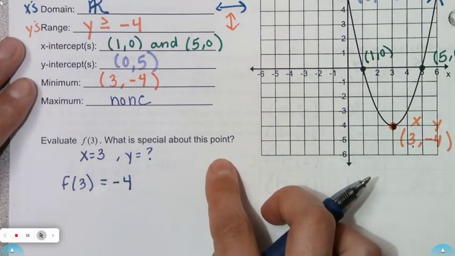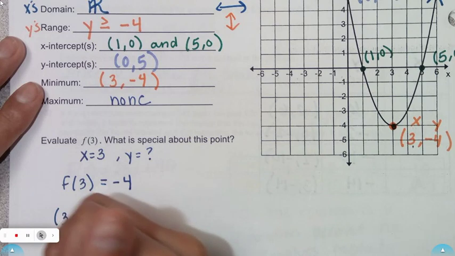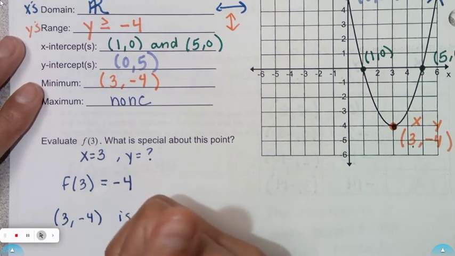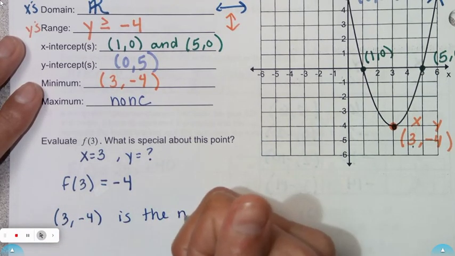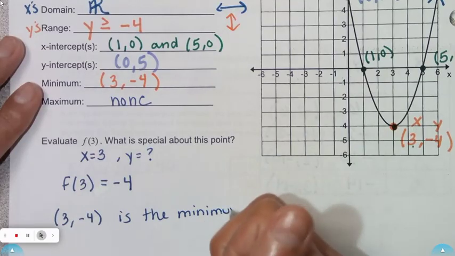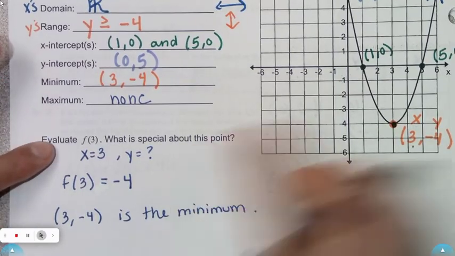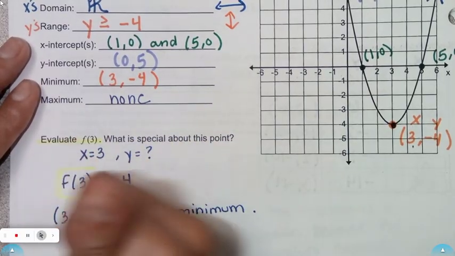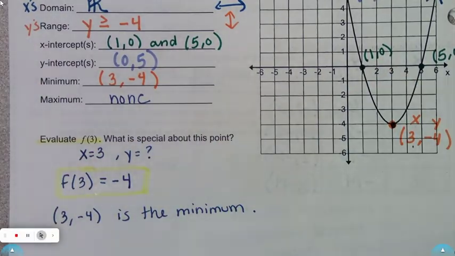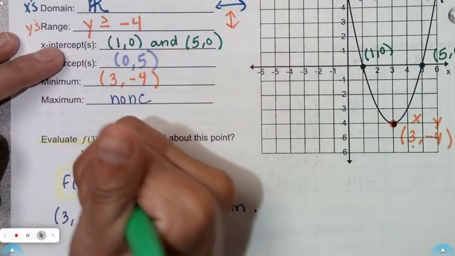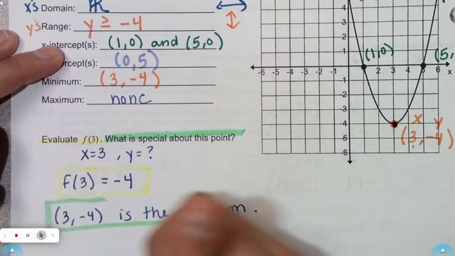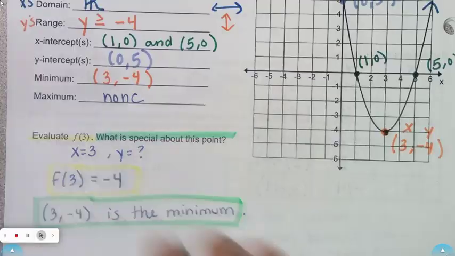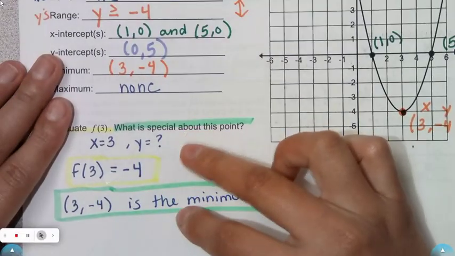And what's so special about this point? Well, this point is the minimum. That's why it's special. So there are two parts here. Part 1 is to evaluate it, which is this part. And part 2 is the fact that it's the minimum. That's what's so special about it. So just be careful, there are two parts there.